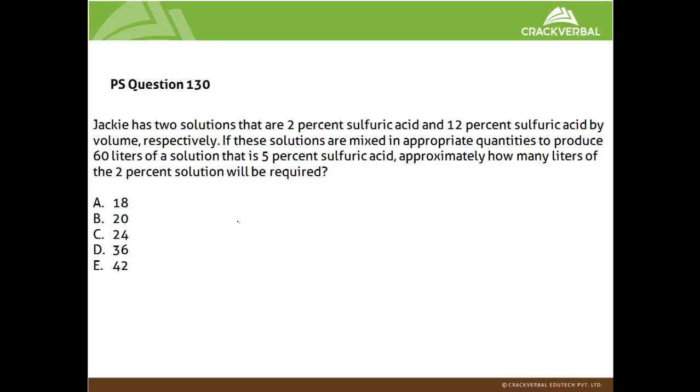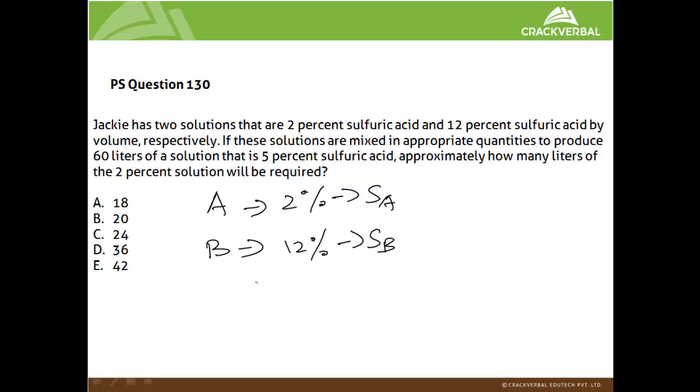The question says Jackie has two solutions that are 2% sulfuric acid and 12% sulfuric acid by volume. Let's call them solution A and solution B. Solution A is 2% sulfuric acid, whereas solution B is 12%. If these solutions are mixed, it's a mixture question, in appropriate quantities to produce 60 liters of solution that is 5% sulfuric acid, approximately how many liters of 2% solution will be required?